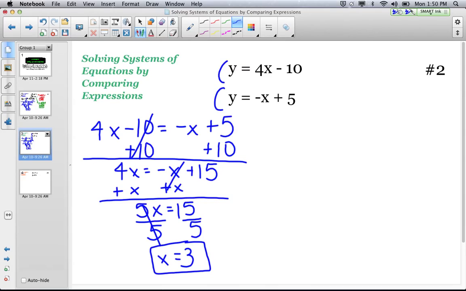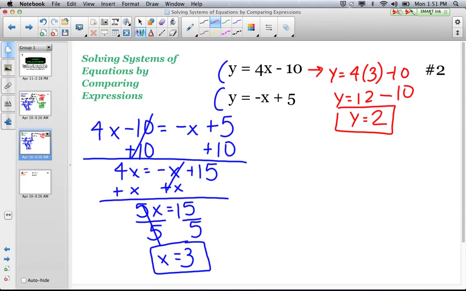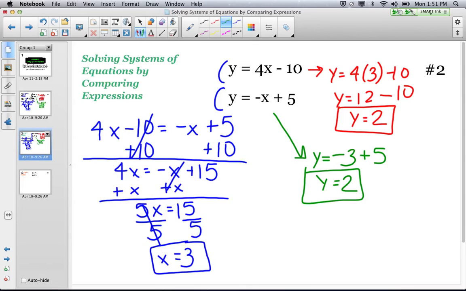So when we solved our equation by comparing, we got x equals 3. The next part is to check our answers, so we're going to plug x equals 3 into both equations. So we have y equals 4 times 3 minus 10. So y equals 12 minus 10, and y equals 2. And then we're going to check it with the second one, and we should get y equals 2 to show that the two equations are the same when x equals 3 and y equals 2. So y equals negative 3 plus 5, and y equals 2. So this shows us when x equals 3, y equals 2, and it is the same in both equations.